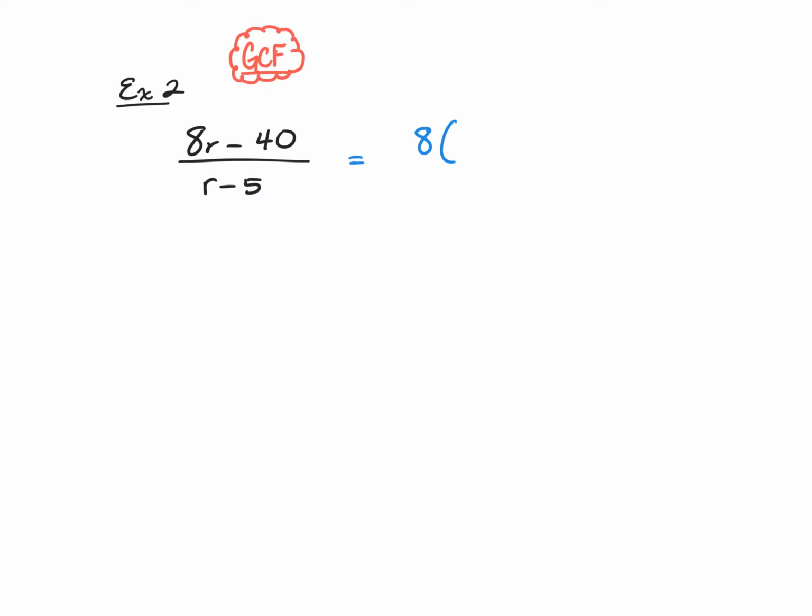Basically, how do we make 8r? It's r. How do you make 40? It's negative 5. So that is now factored by GCF. The bottom is r minus 5. So now I have a linear pair of r minus 5 that reduce. And now my final answer here is 8 over 1, and 8 over 1 is 8. Let's do one more example.